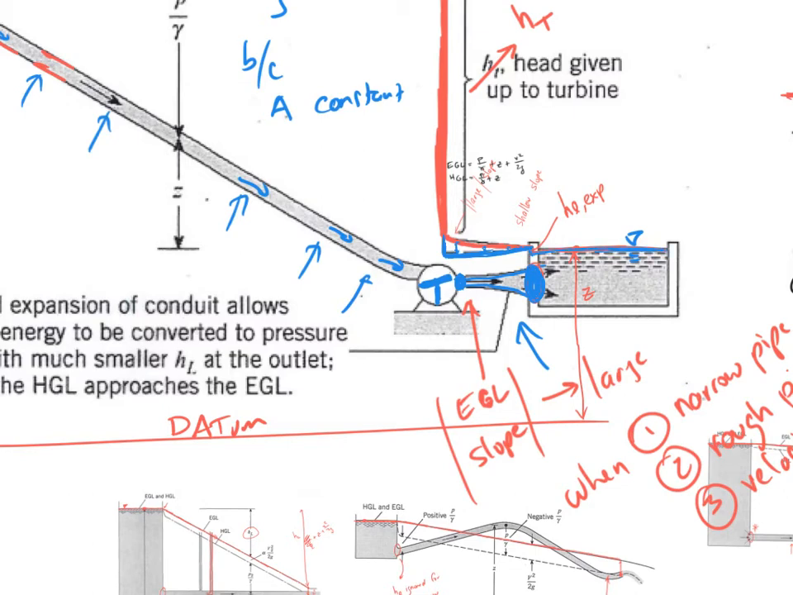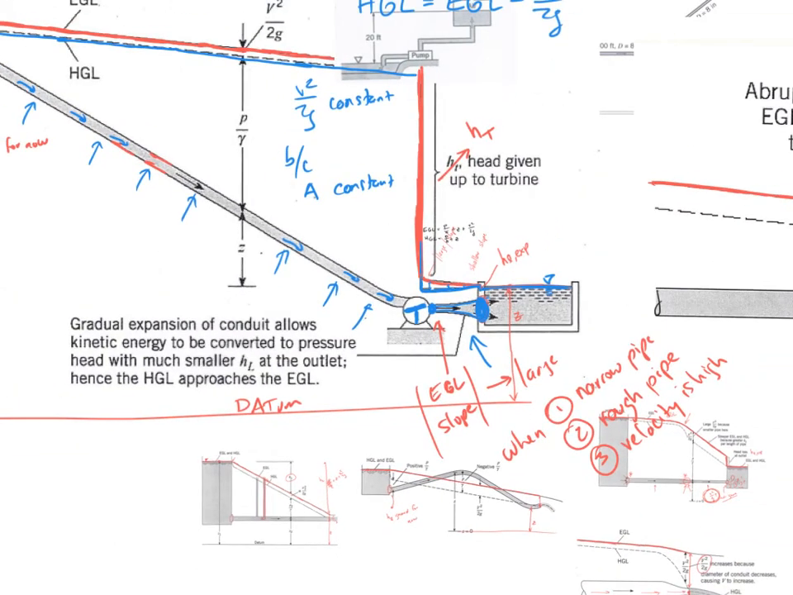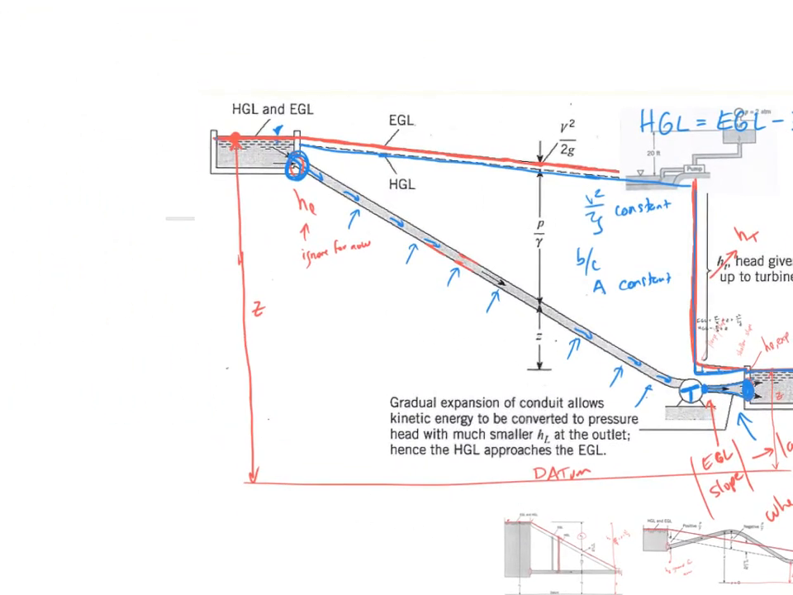Oh, I should also note that there's no velocity inside the reservoirs, so the HGL and the EGL are on top of each other at reservoirs.